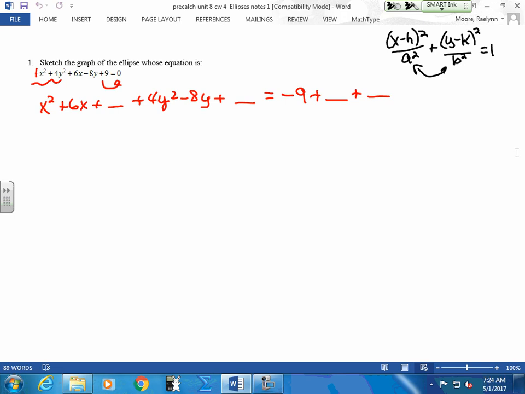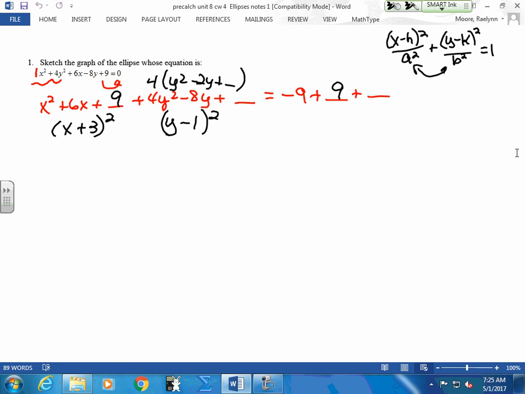So now we complete the square. What's half of 6? 3. What's 3 squared? 9. Now, to do the y, you have to factor out the 4 first. This leading coefficient has to be 1. So factor it out. So now, we're okay with that, right? Completing the square. So what's half of negative 2? Negative 1.